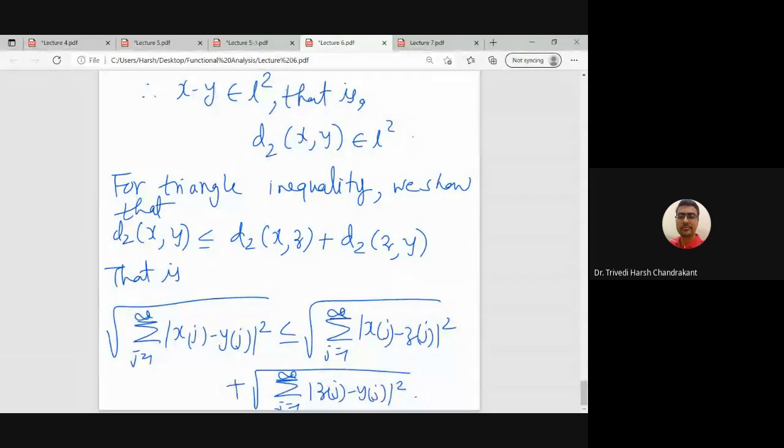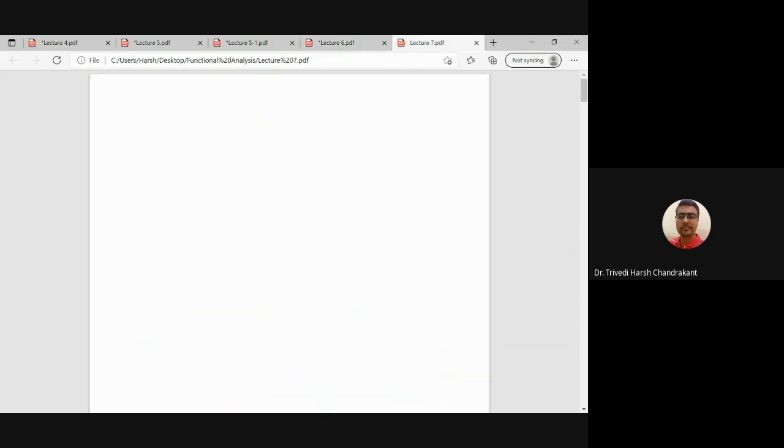To prove this, whenever we want to prove any result related to series, we need to consider the partial sum, the nth partial sum. So first let us show this for the nth partial sum, then we'll take the limit so that we'll get the result for the series.